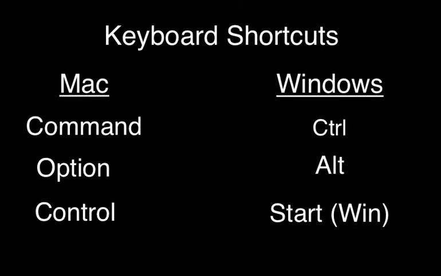In understanding how Pro Tools modifiers work, it's important to first point out the difference of the modifier keys as they appear on a Mac versus a Windows computer. On a Mac, the modifier keys are Command, Option, and Control. On a Windows PC, they're Control, Alt, and Start, or the Windows button.